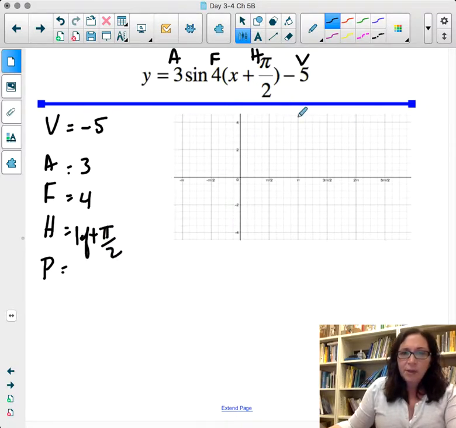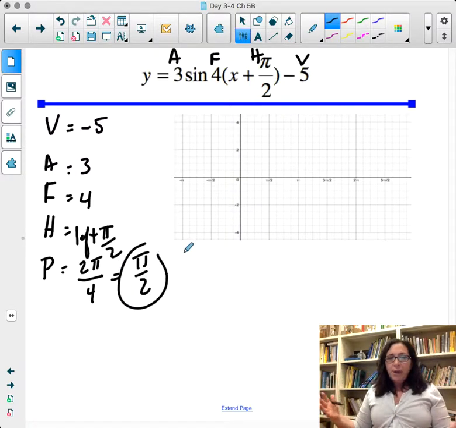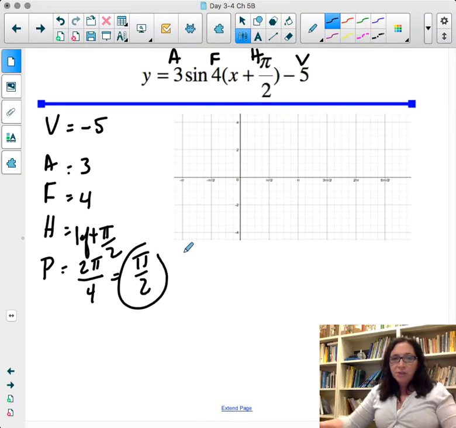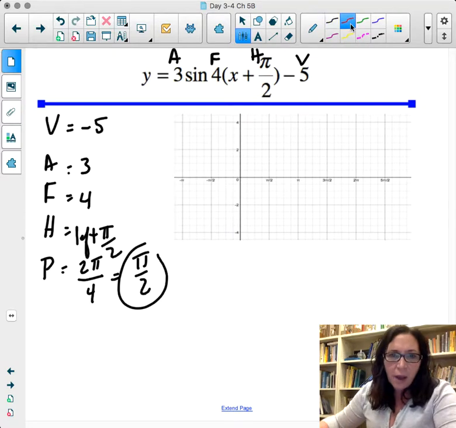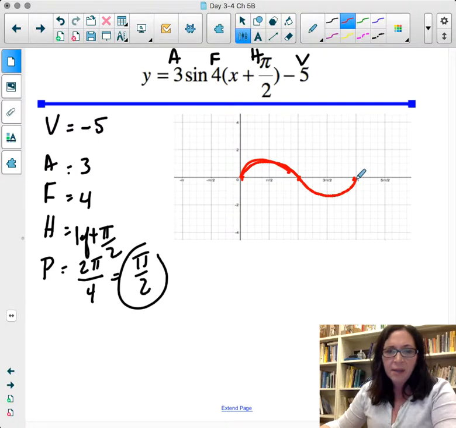And what am I left with? My period, it is in radians, so it's going to be 2 pi over my frequency, which is just going to be pi over 2, which basically means the entire graph is going to happen in pi over 2. So I'm going to start with my regular sine wave. So here's my regular sine wave. We call that a parent function. So it's going to be up, down, and end.